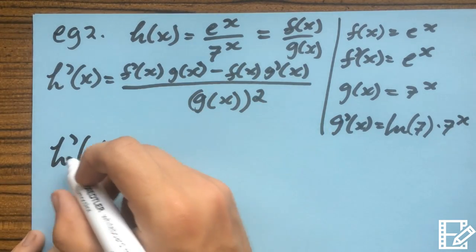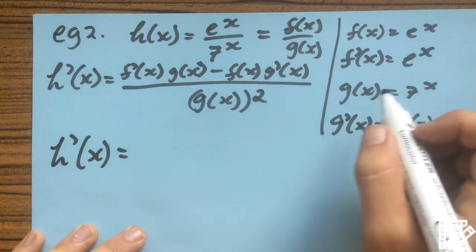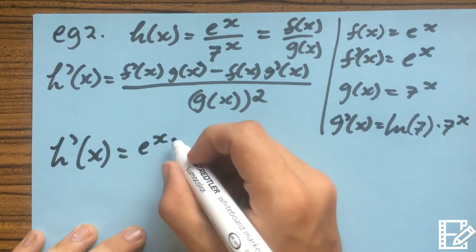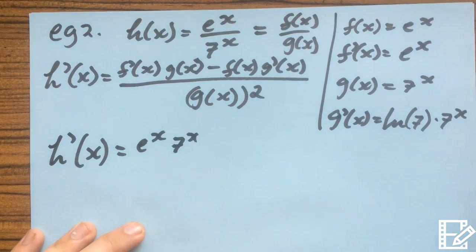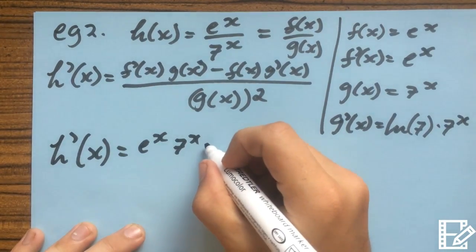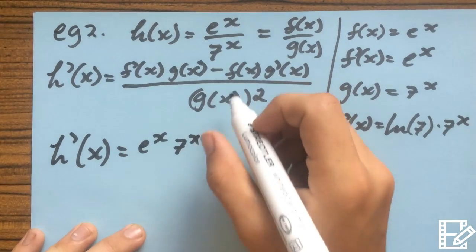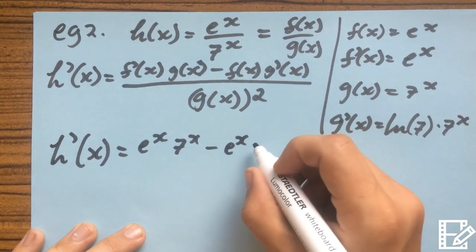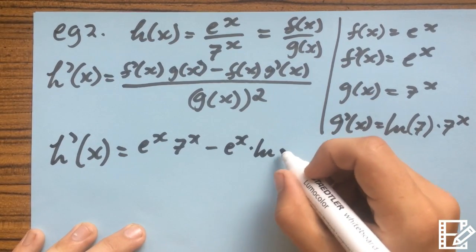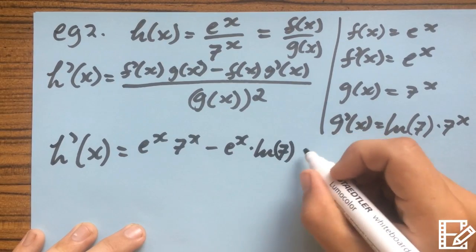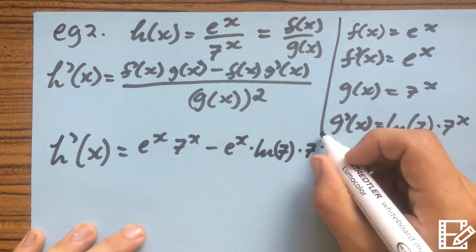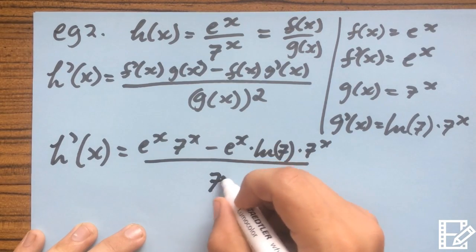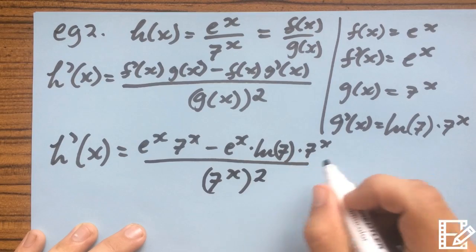The derivative of h(x), we'll fill this in. Derivative of f(x), e to the power of x, multiplied by g(x), 7^x, minus f(x), e to the power of x, multiplied by the derivative of g(x), which is ln 7 multiplied by 7 to the power of x, all over g(x) squared, 7^x squared.